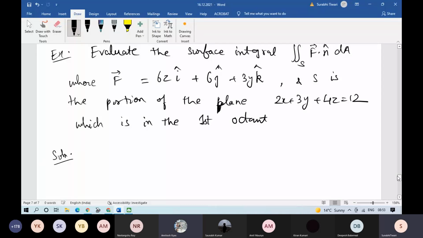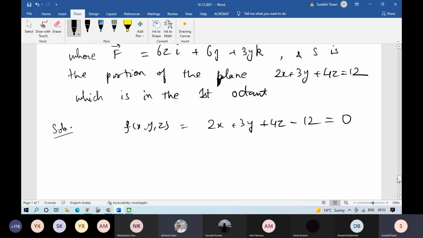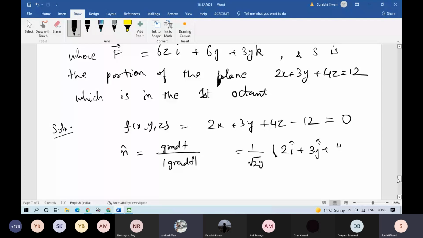So here f(x,y,z) is given 2x plus 3y plus 4z minus 12 is equal to 0. ठीक. So what will be n cap? This will be gradient of f upon mod of gradient of f. Now you calculate this. I am writing because the time is less, so I am writing the यूनिट वेक्टर. ये आएगा, आप निकाल लेना n cap जब निकालोगे तो.